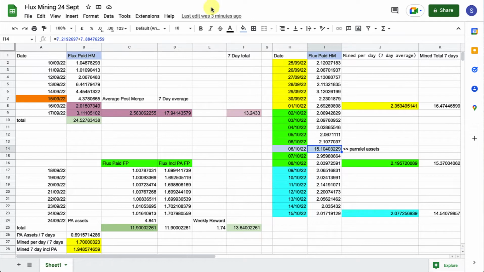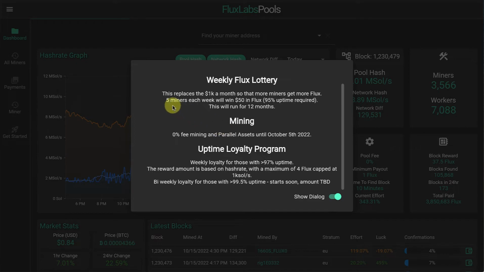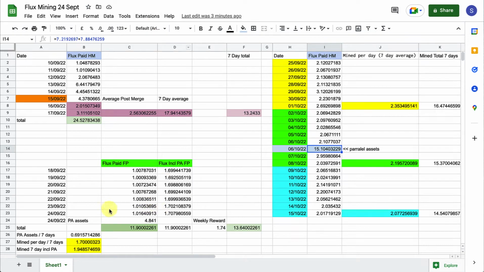The only other consideration is that on FluxPools, they have the loyalty bonus. If you have 97% uptime, you get up to 4 extra flux. With what I had mined that week with my hash rate, which is roughly 400 to 500 sols on average depending on the algorithm it's switching to at the time, I made an extra 1.74 flux in rewards.